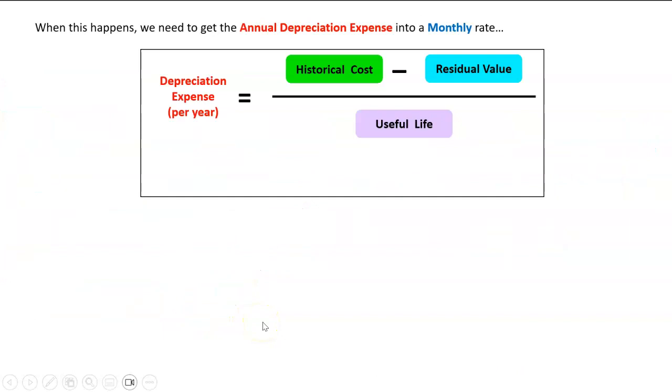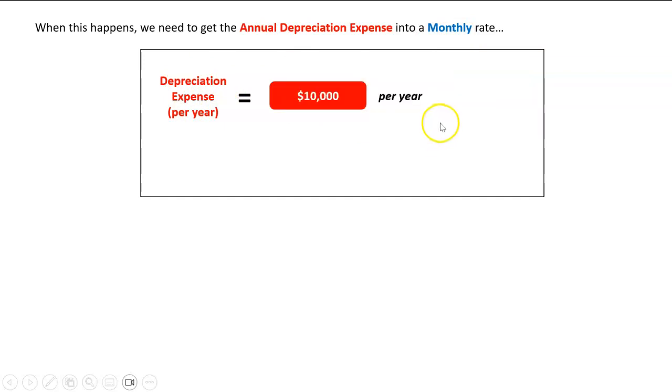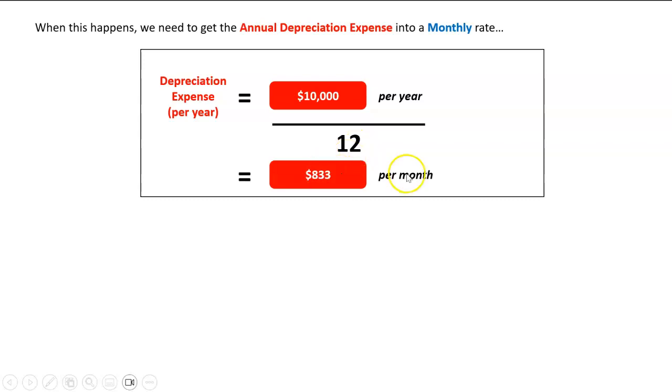And the problem is, we need to take this annual depreciation expense and turn it into a monthly rate. So we do exactly what we did. Depreciation expense per year, put all this in. We've got it to 10,000. And now what we're going to do is divide it by 12. And as soon as we divide it by 12, we now get it as a monthly rate.